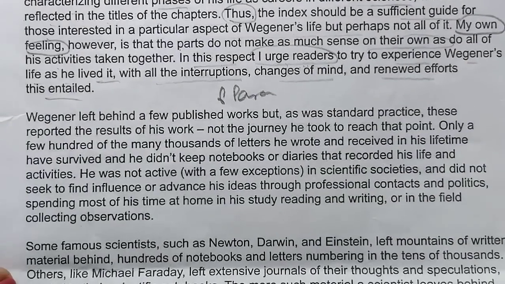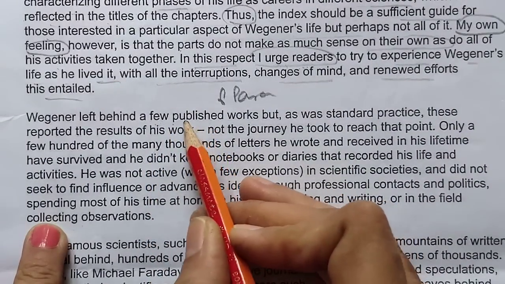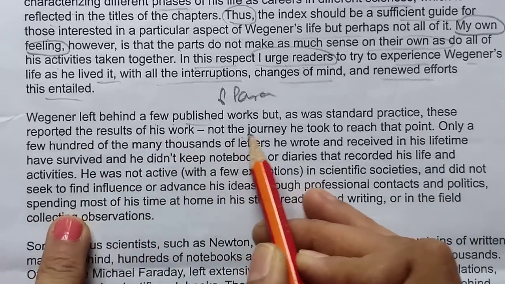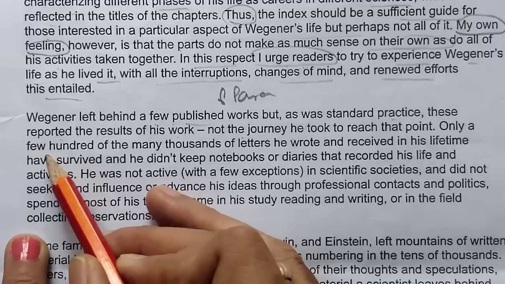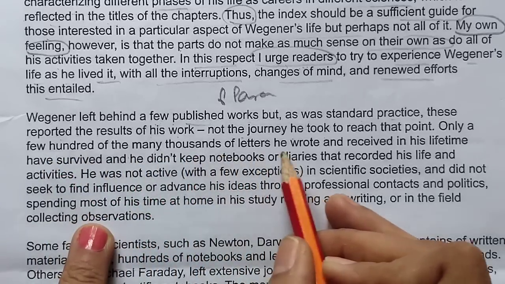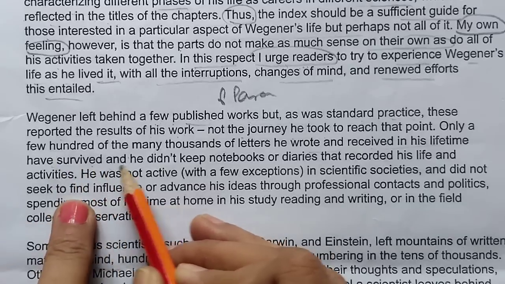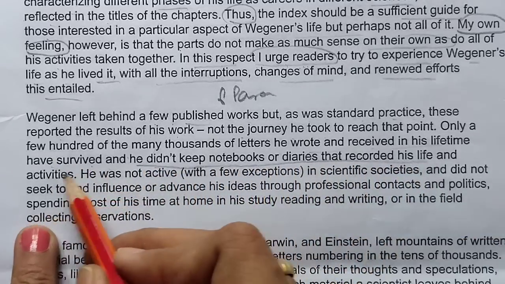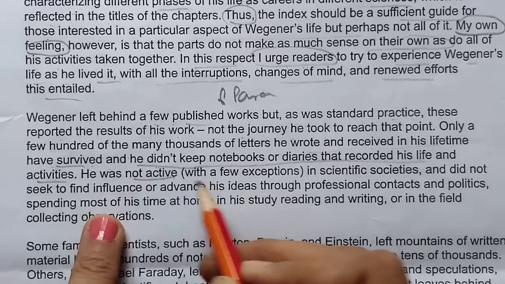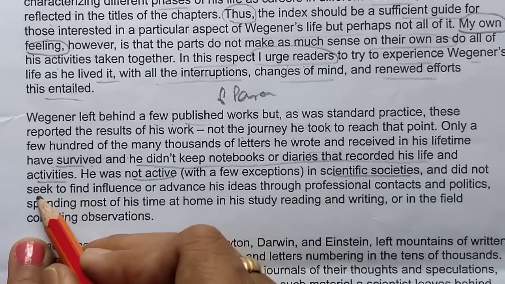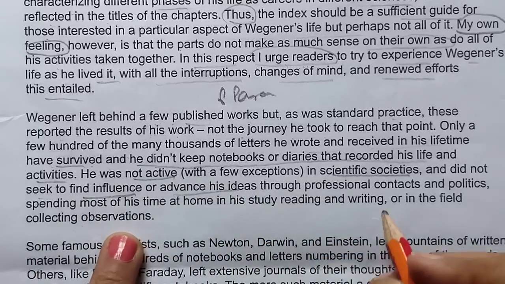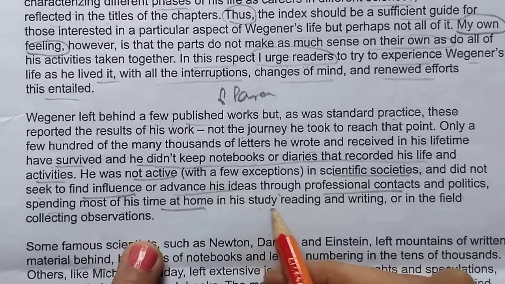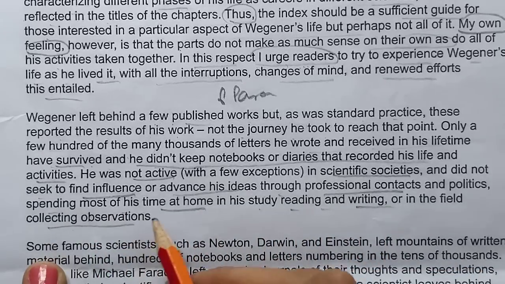Wagner left behind a few published works, but as was standard practice, these reported the results of his work, not the journey he took to reach that point. Only a few hundred of the many thousands of letters he wrote and received in his life have survived. He didn't keep notebooks or diaries that recorded his life and activities. He was not active in scientific societies. He did not seek to advance his ideas through professional contacts or politics, spending much of his time at home in his study, reading and writing, or in the field collecting observations.